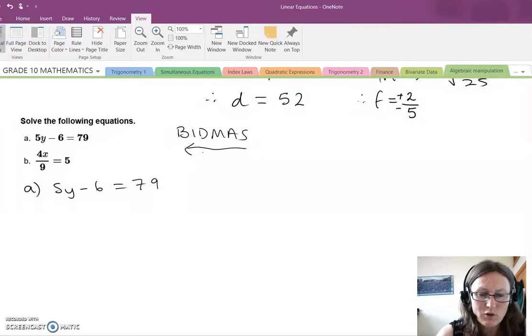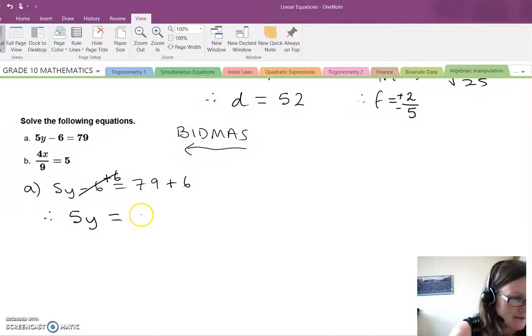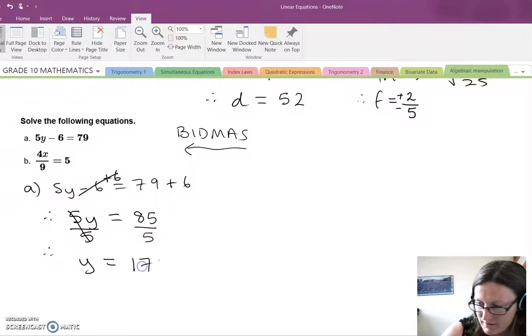So we have to do the additions or subtractions first. So here we have subtract 6. If we add 6, that cancels. And again, that is okay as long as we add 6 to this side. So we have 5y equals 79 plus 6, which is 85. Then, this is 5 times y. Opposite of times is divide. We divide that and that cancels. So then we divide this side by 5. So then we have y is equal to, and 85 divided by 5 is 17.